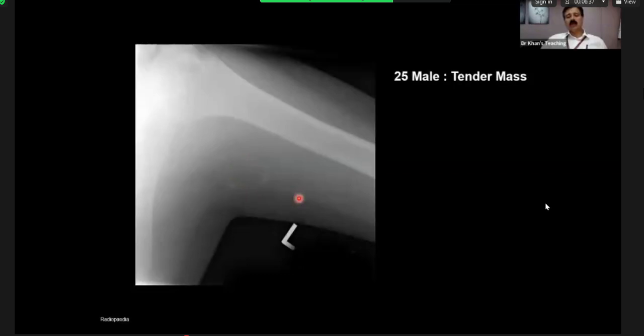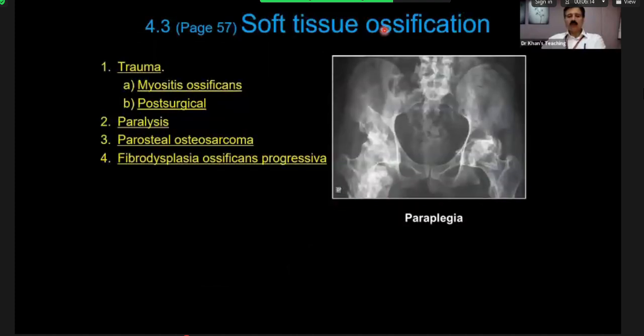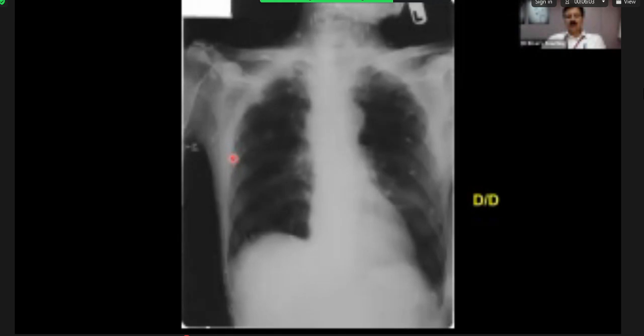If you do an MR, you are in trouble, because MR will give you such suspicious findings that you might actually think there is something like a sarcoma, etc. So plain film with this peripheral calcification is an exam concept which they want to ask. Myositis ossificans. This is soft tissue ossification, and trauma is one of them. This is a case of paraplegia with ossification, and there are other tumors, etc., which we are going to do next time.